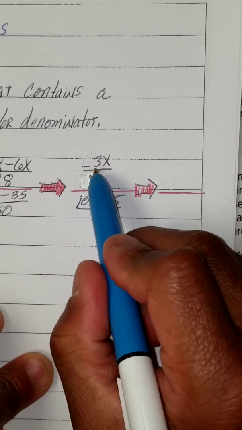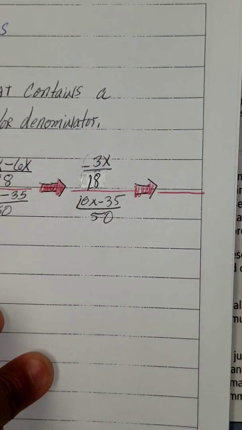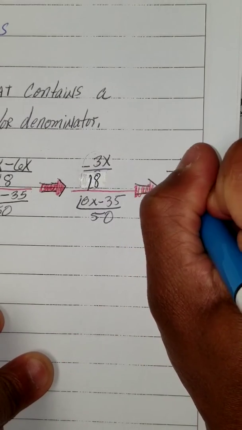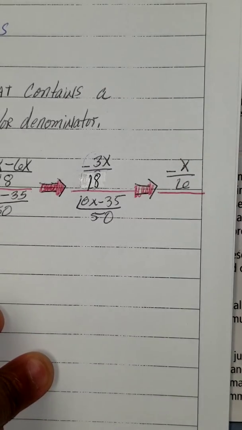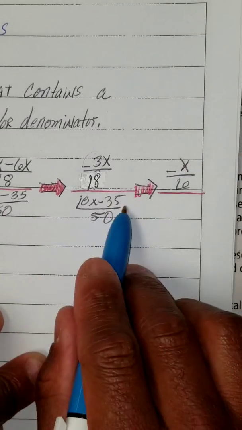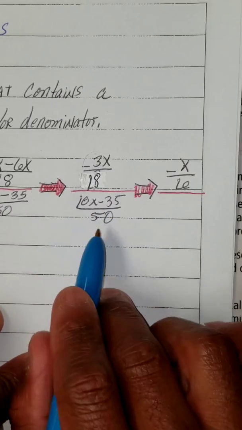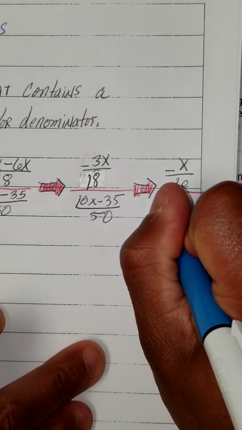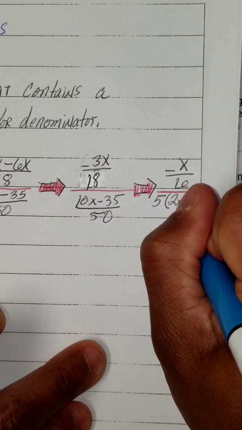I'm going to simplify by reducing negative 3 and 18, and I'm going to end up with negative x over 6. Here, I can factor out 5 in my numerator, and 5 is also a factor in my denominator. So here I would have 5 out of my numerator, and I end up with 2x minus 7.